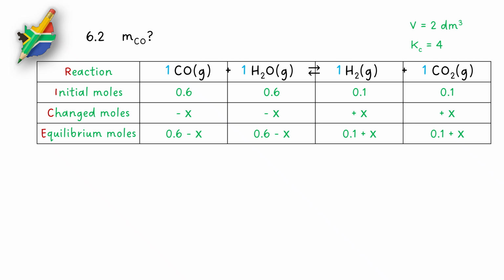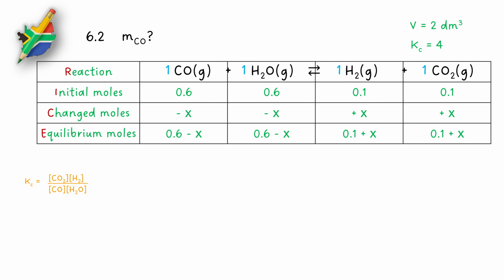We need to be able to solve for X so that we can work out an actual mole value for carbon monoxide, and then from this we can work out a mass of carbon monoxide. We can use the equilibrium constant expression to help us solve for X. Remember that an equilibrium constant expression is the concentrations of the products divided by the concentrations of the reactants, with each raised to the power of its stoichiometric coefficient, which is 1 for each in this case.